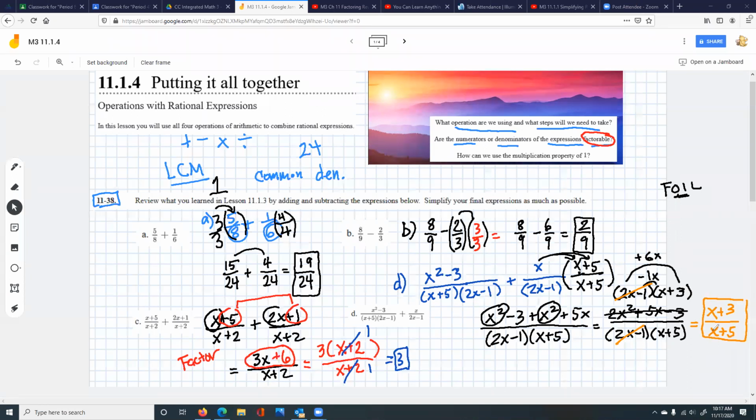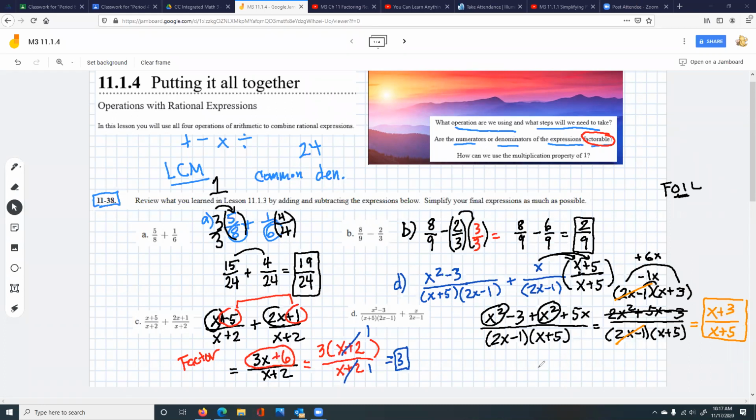Okay, you cannot cross out the x's. Don't do that because there's pluses connecting the x plus 3 and the x plus 5. So that is how you properly add two rational expressions together, finding a common denominator, and then factoring out the trinomial to cancel out the common terms to get this. And that's the only way you can get this answer.